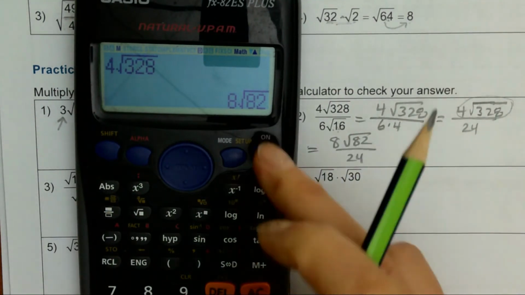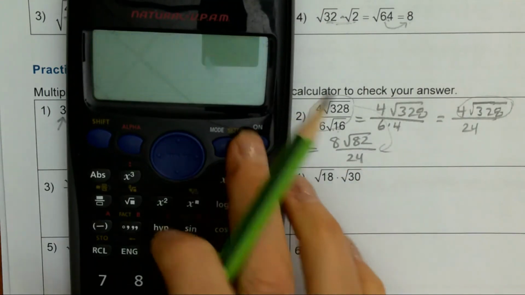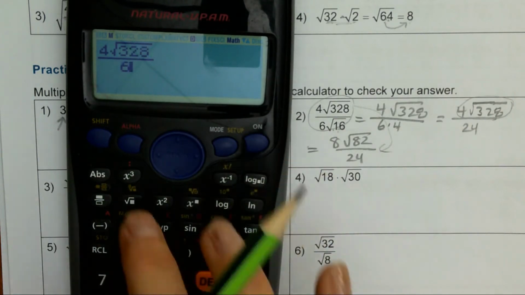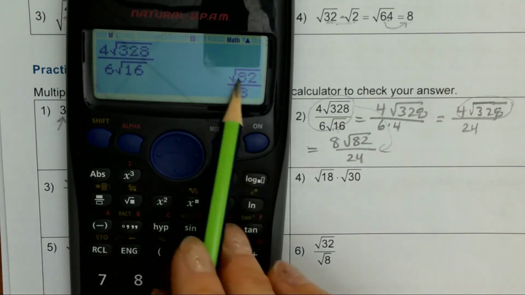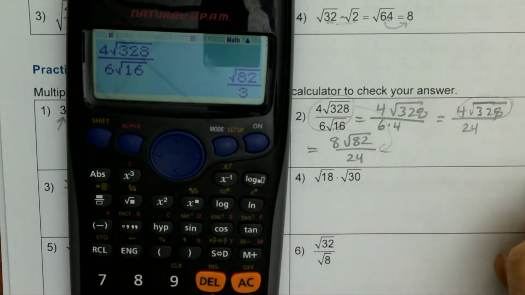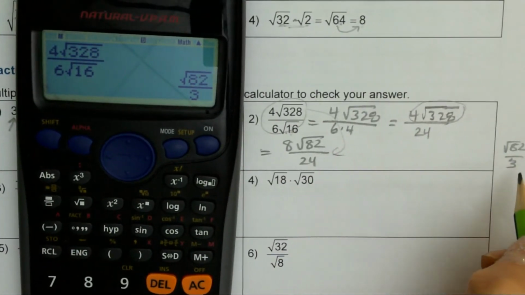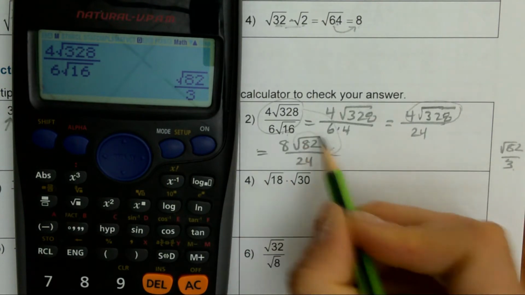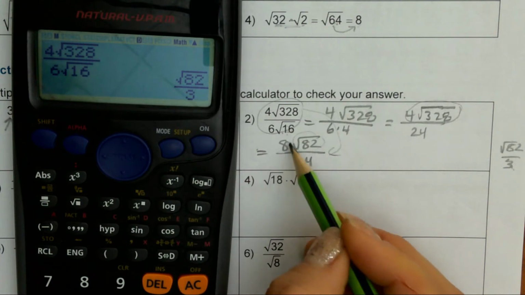All right. Now let's put this in and check to see if we're done. Okay, so let's see if we got the correct answer. So 4 root 328 over 6 root 16. We didn't get the right answer. Let's write it over here. I can't see. There. So I'm just writing the correct answer down here. The 82 is the same, but this is 3 down here. Let's see. This is like a fraction here. Look at this.